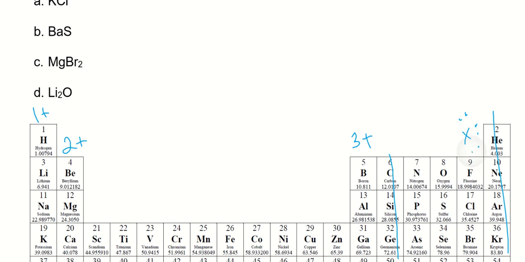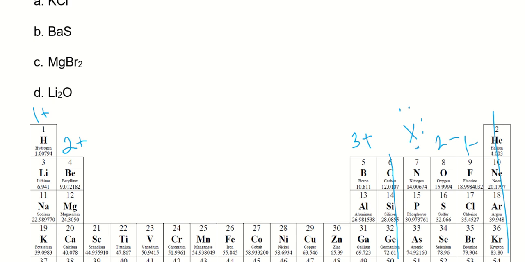to have 7 valence electrons, 2 from the s, 5 from the p, and they're going to typically gain 1 electron to reach the octet, and so their most stable ion is going to have a charge of 1 negative. Group 16 elements are going to have 6 valence electrons, 2 from the s, 4 from the p, and they're going to typically gain 2 electrons to reach the octet, and their most stable ion is going to have a charge of 2 negative.